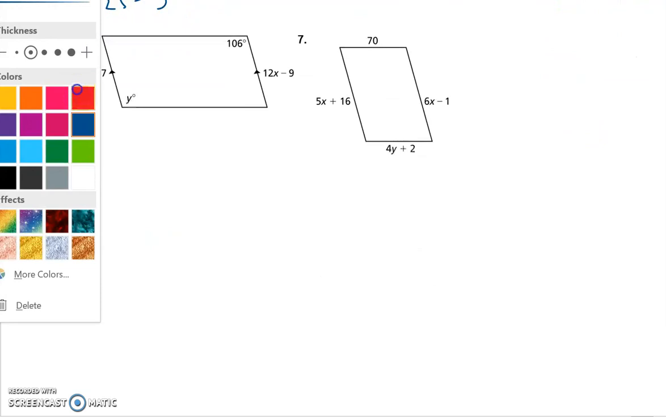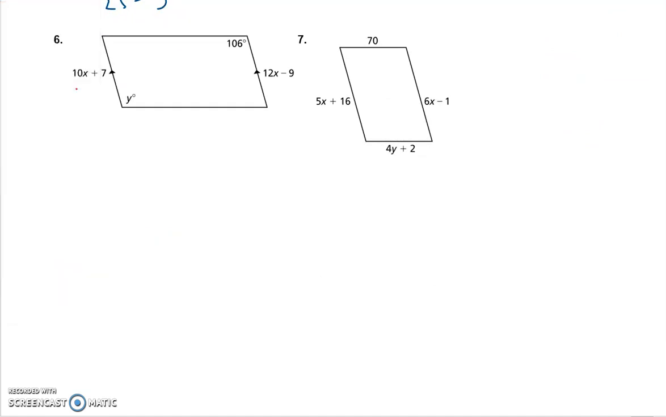Okay, I'm going to run out of time on this video, so I'm just going to set these up for you, and you can work them out. 10x plus 7 is the same as this side, 12x minus 9. And then you'll also do y equals 106. So those are the two equations here.